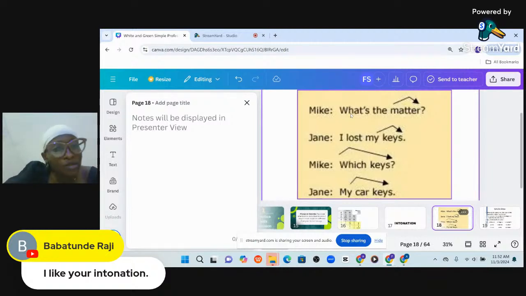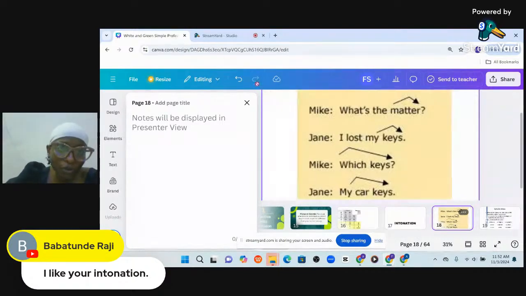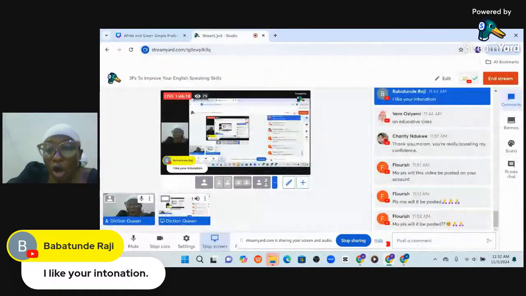What's the matter? Another thing is the word matter has a short sound here and another short sound here. Matter, not "mata." What's the, stick out your tongue because of the TH here. What's the matter? I lost my keys. I lost my keys is a statement. When you're making a statement, you're also expected to use a falling intonation.